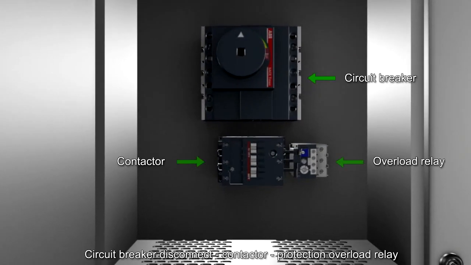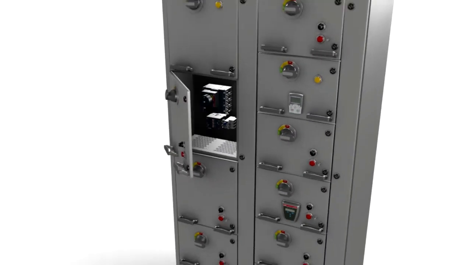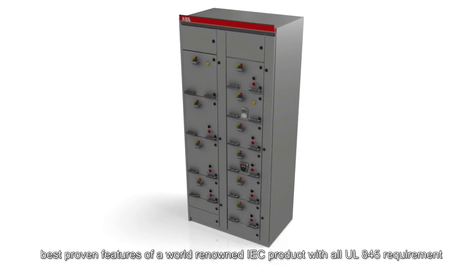A typical combination motor controller consists of a circuit breaker disconnect, an electromechanical contactor, and an overload relay for specific motor protection. The MNS MCC incorporates the best proven features of a world-renowned IEC product, along with UL845 requirements, into a unique, comprehensive NEMA UL product offering.